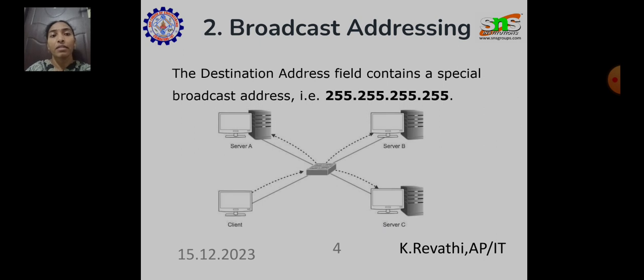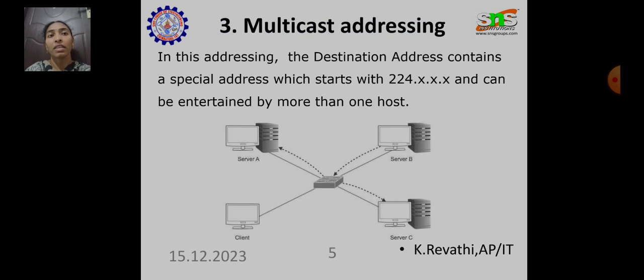Here the servers will receive the messages. Server A, server B, and server C will receive the messages from one client. That is called broadcast addressing. Then the third one is multicast addressing.